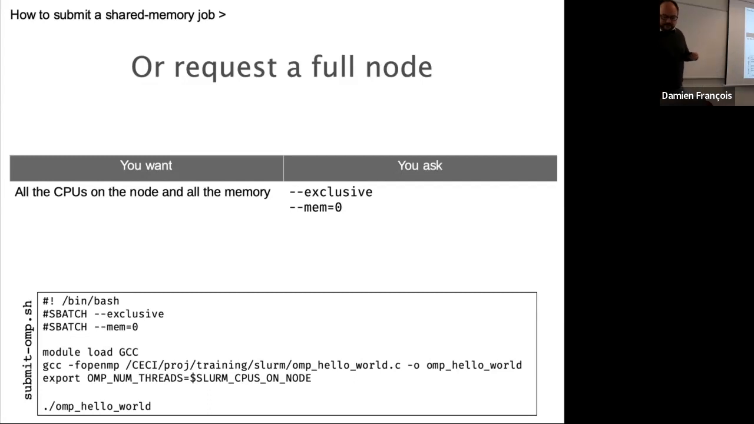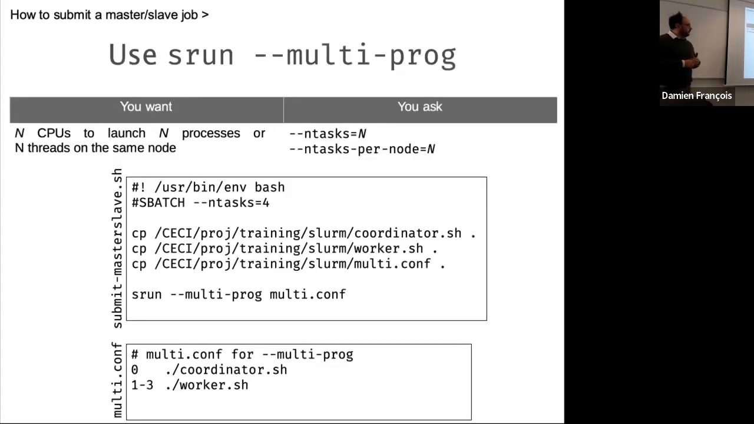Another type of program is when you have multiple types of tasks, so master-slave or worker-slaves, coordinator-worker here, as I wrote here. This is done with the --multiprog option of srun. So if your problem is solved by a program that calls other programs, you need to write a configuration file like this, which defines which program must be run by which task number.